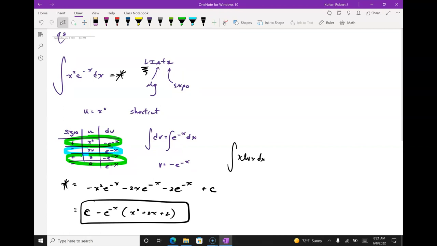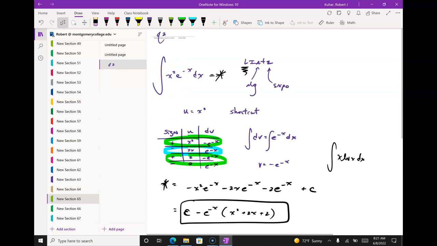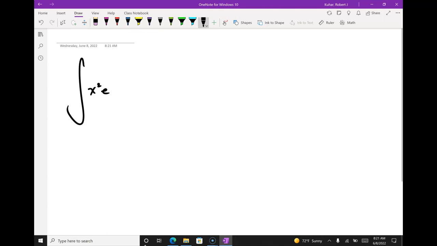All right, so by parts, very similar, right? So I've got the integral of x squared e to the minus x dx. I already figured out u.